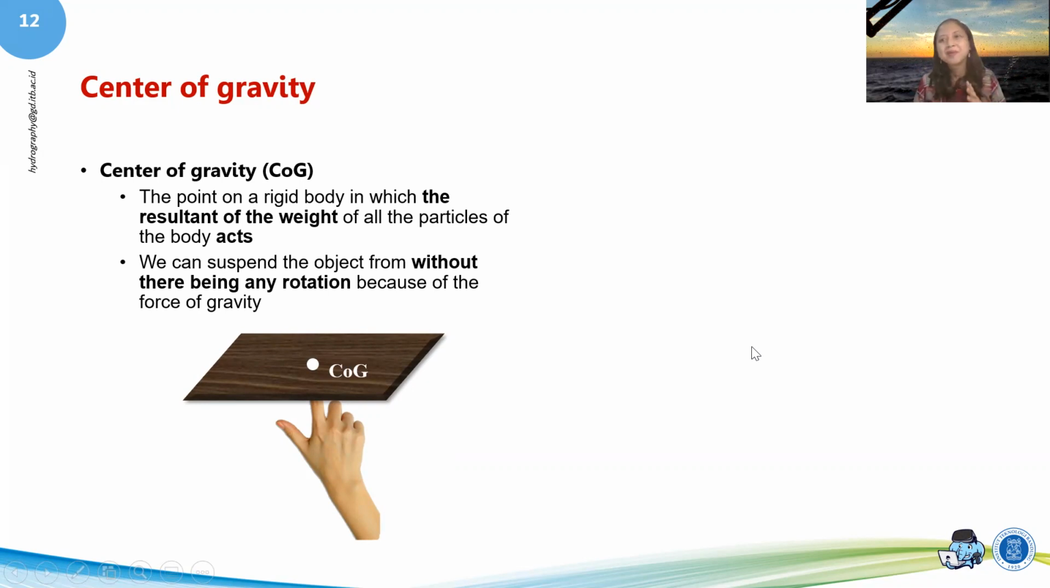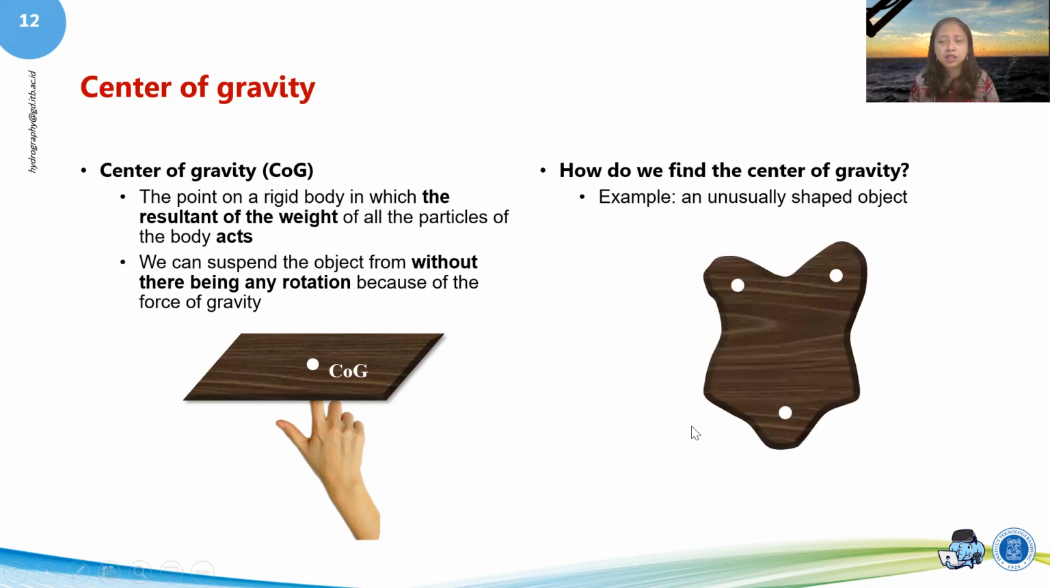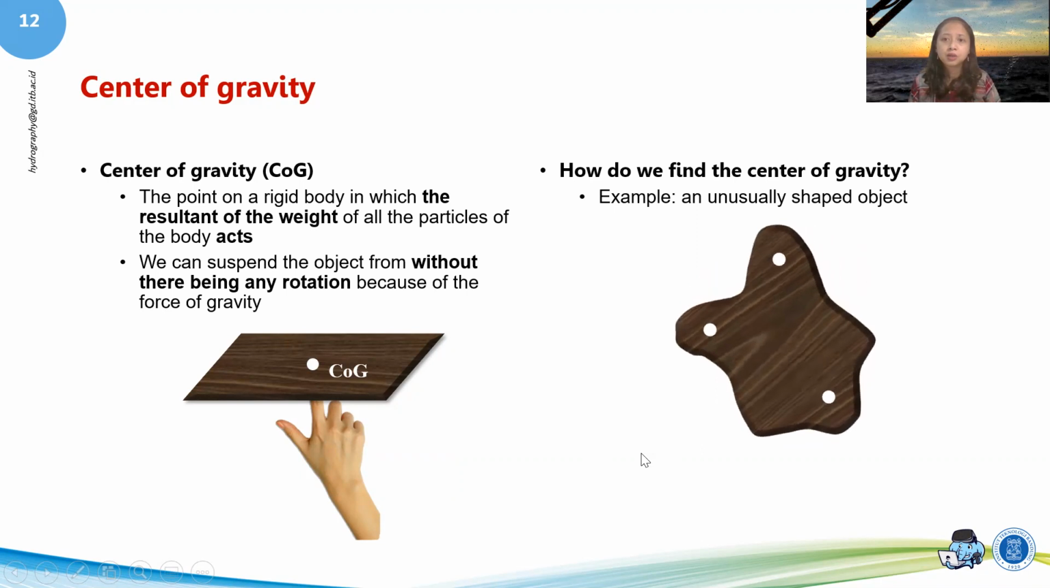But again, we're not dealing with a simple block or a simple shaped body. We always deal with an unusually shaped object. How do we actually find the center of gravity? This is a very practical and easy explanation, and I really hope this example will make you understand what it means. So this is an unusually shaped object. The first thing you want to do is make 3 points, basically. For the first point, you rotate it into its center of gravity.